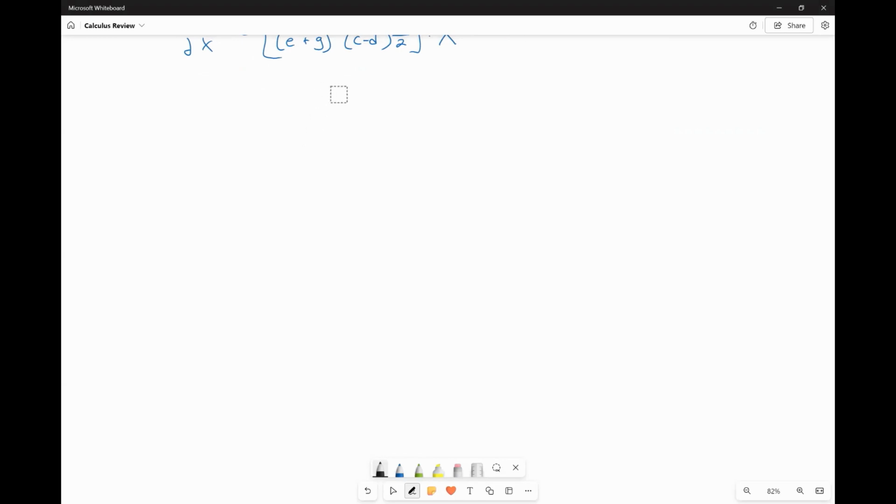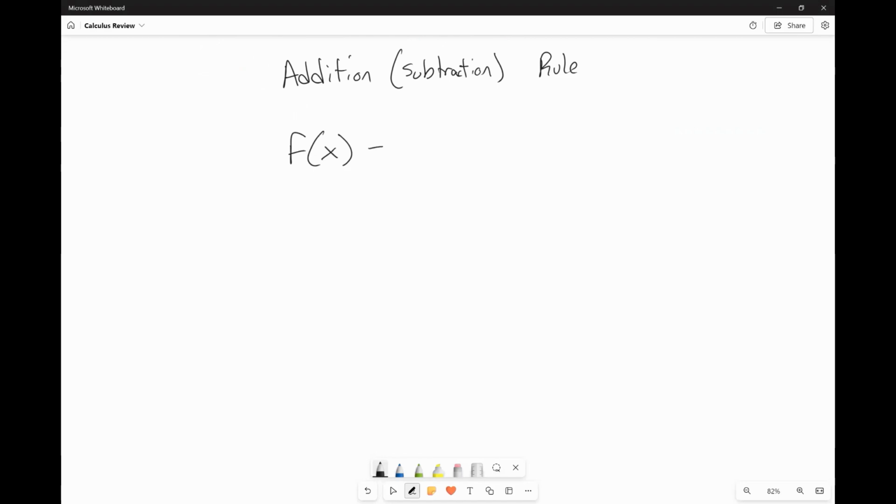Sorry. So here is the addition, and also you could say the subtraction rule. Okay, so here when you are looking at a function, so let's say here we have a function, and the function is composed of separate terms that are added or subtracted from each other.